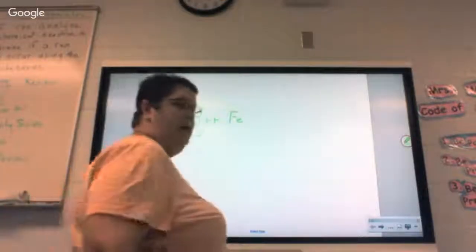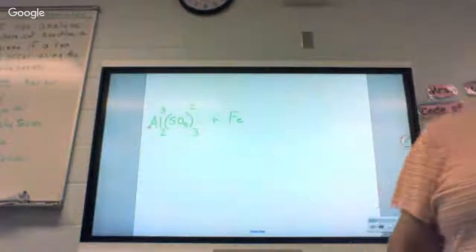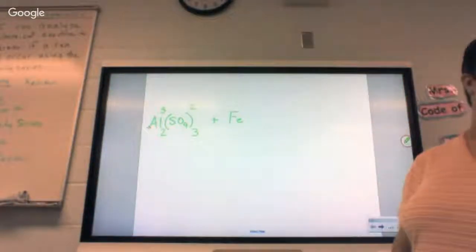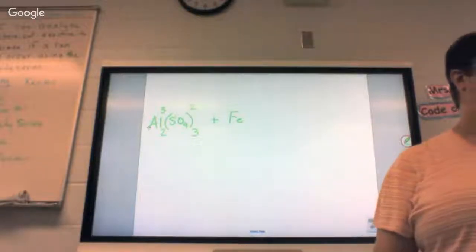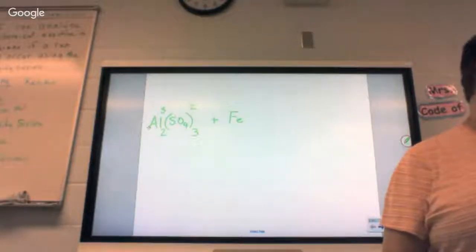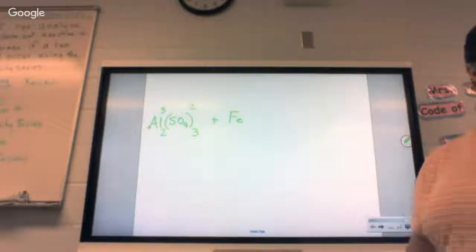Iron is an element. Is iron one of the 7 diatomics? No. It does not matter that it says iron 3. It is not one of the 7 diatomics. It does not get a subscript, period. Okay? The 3 is irrelevant.